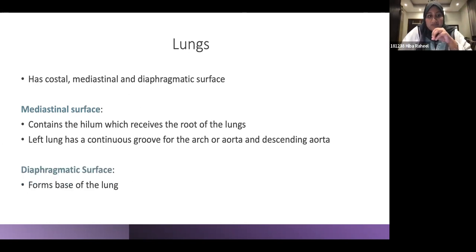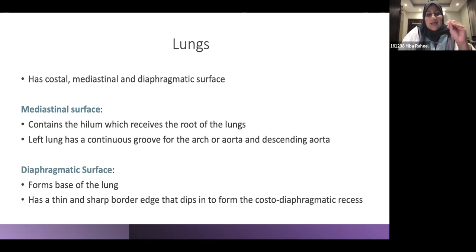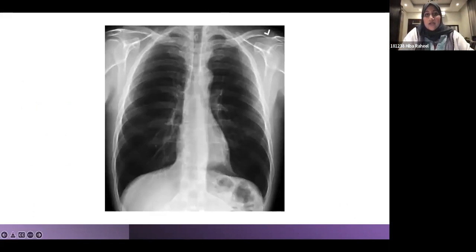The diaphragmatic surface forms the base of the lung, and it has sharp borders that dip into the costodiaphragmatic recess. So the lung goes down like this, and when it goes down like this, it forms a pocket. This pocket is called the costodiaphragmatic recess. If you see over here, this is the costodiaphragmatic recess. The lungs dip down like this against the mediastinum and against the pleura. This is a very important landmark when identifying any pathologies wrong with the lungs.